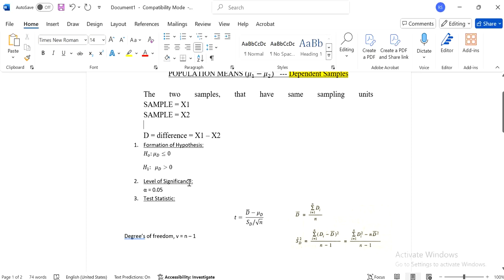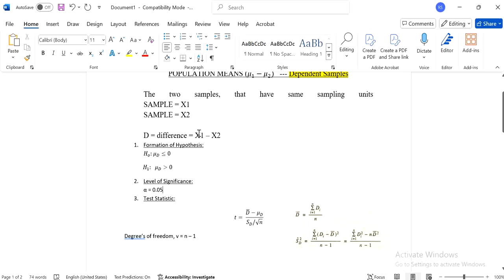The next step is level of significance. That will be 5%. If it is given in the question, you will use that percentage. Step number 3 will be the test statistic. The test statistic in this case is the t-test, where the main variable is d.